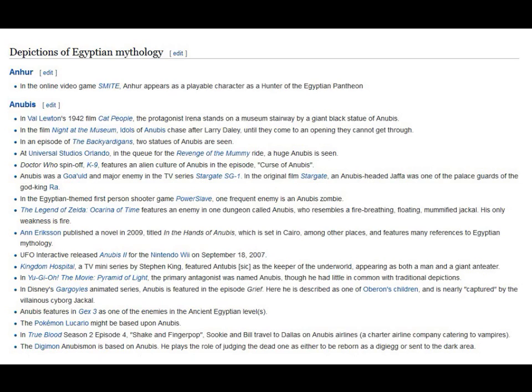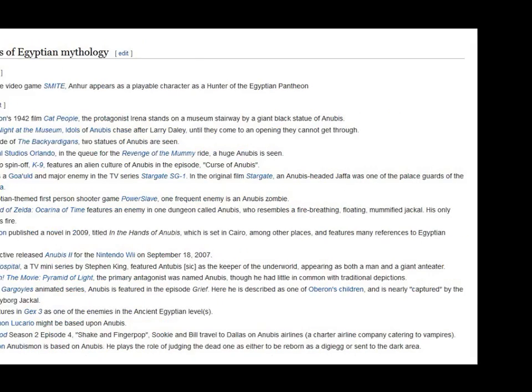In the Egyptian-themed first-person shooter game Powerslave, one frequent enemy is Anubis zombie. Then we got Nintendo, Kingdom Hospital from Stephen King. There's Gargoyles, Disney's Gargoyles, that's Egyptian. Digimon, see, it's all around us. So, you know, we're definitely living in modern day Egypt.